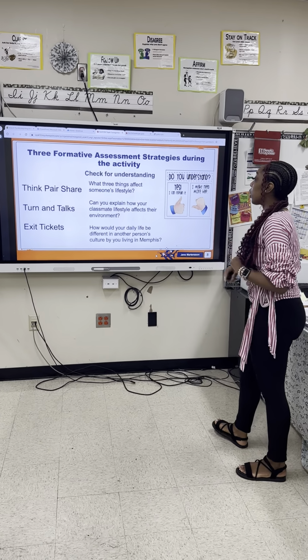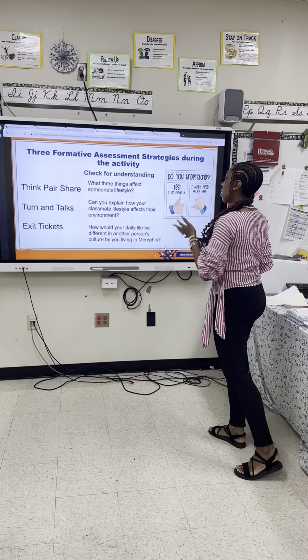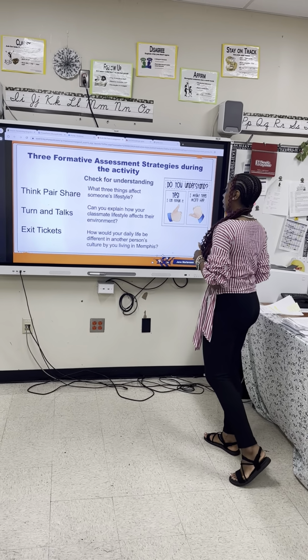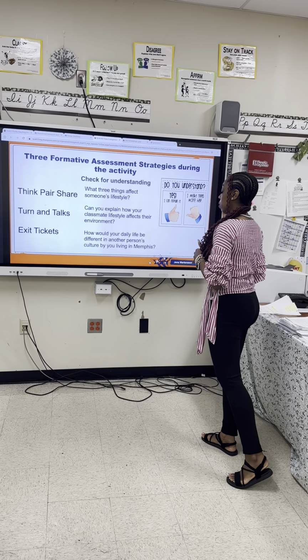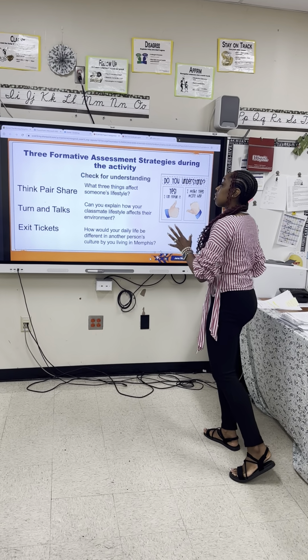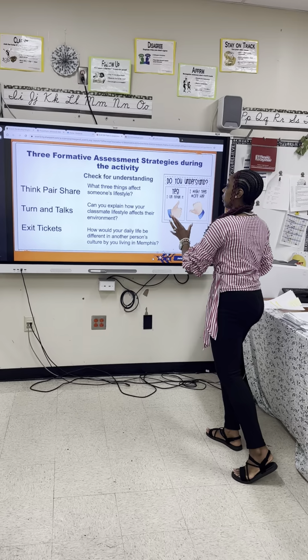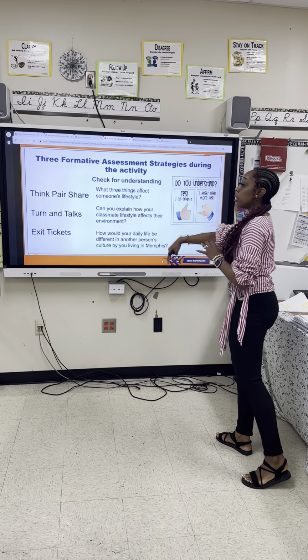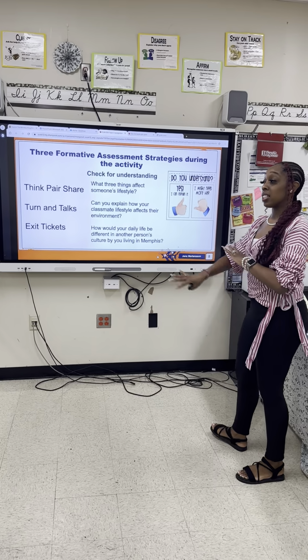Check for understanding. What 3 things affect someone's lifestyle? Can you explain how your classmate's lifestyle affects their environment? How would your daily life be different if you were living in another person's culture instead of living in Memphis? These are also giving the students that think, pair, share, turn and talk, and exit tickets so they can dig deeper into what is being taught inside the lesson.